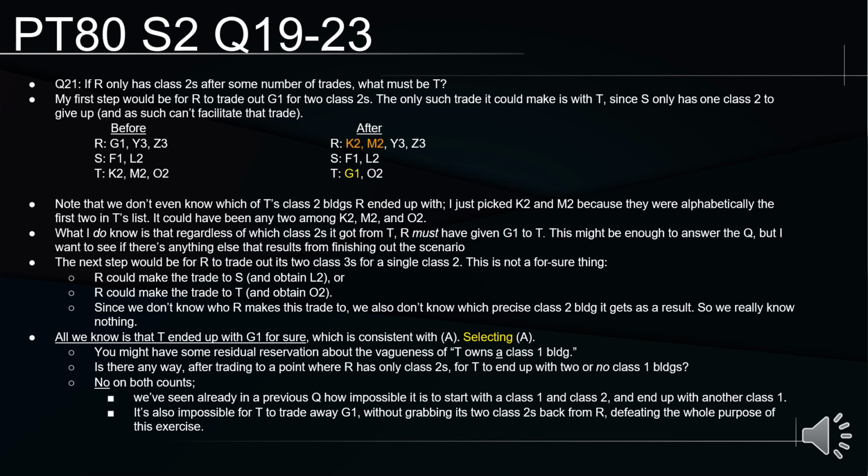So it seems impossible for T to not have a single tier 1 building at the end of it all. Because we know that to start with, R, the only way R can offload its class 1 building is to give it to T. And now that T has it, there doesn't seem to be a way for T to get another class 1 building or to get rid of the one class 1 building that it has. So it does seem to be true that T has to have one single class 1 building at the end of it all.